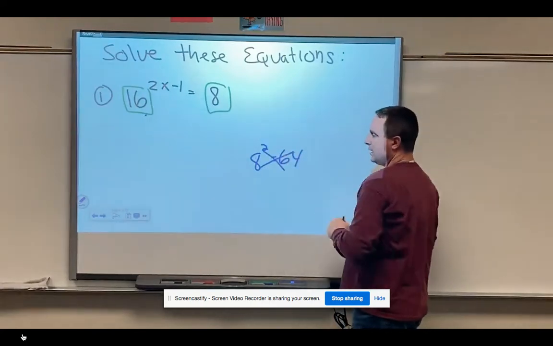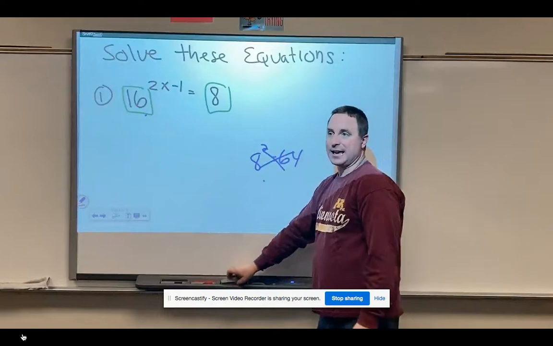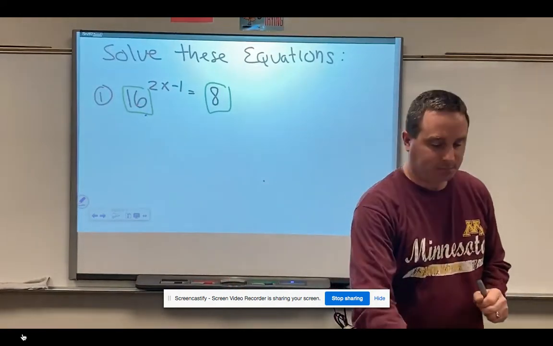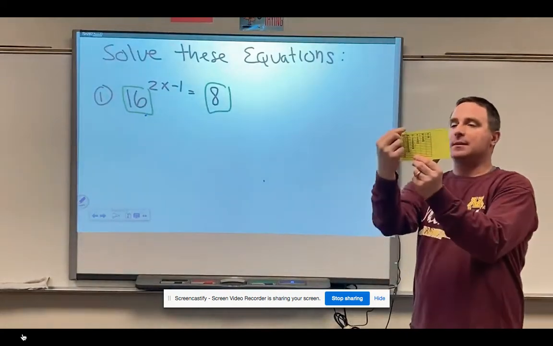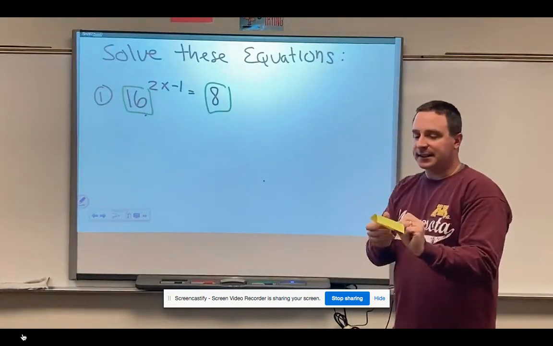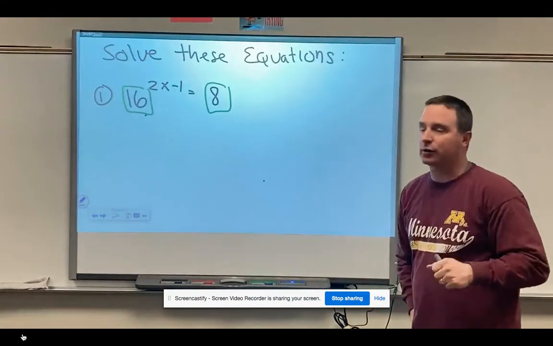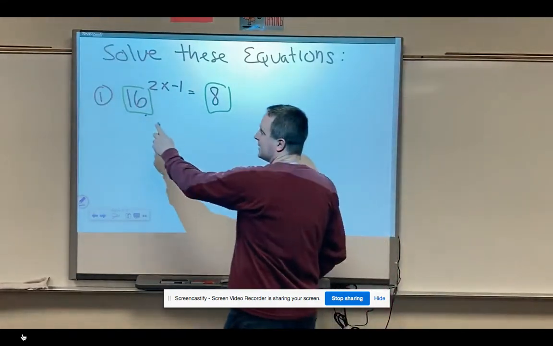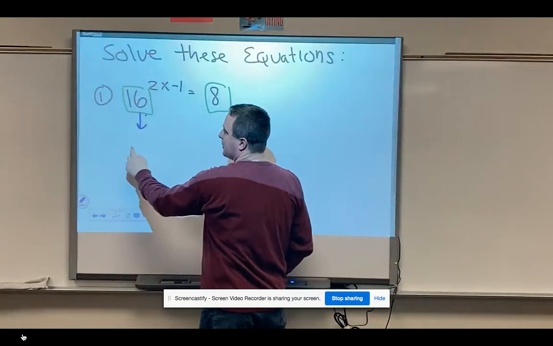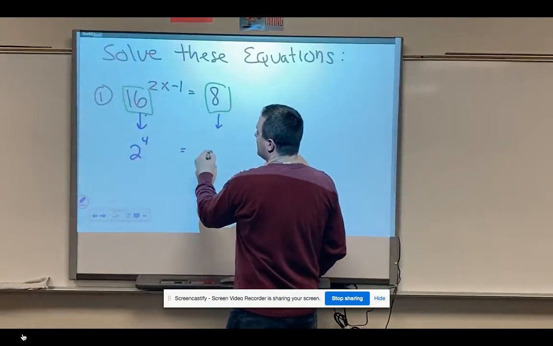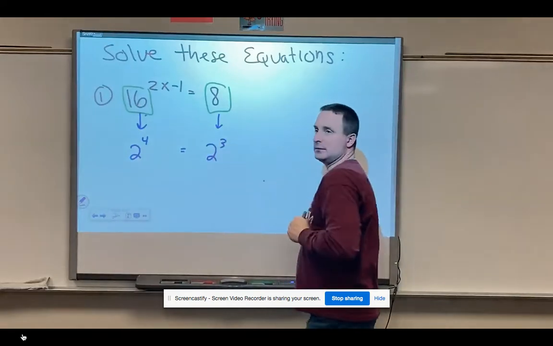Okay, that's not going to work. I can't get 16 out of that. So again, this is where my yellow sheet comes into play. Okay, I try to find a row that has both 16 and 8 in it going across. Well, I see that 2 does. 16 can be rewritten as 2 to the 4th power. 8 can be written as 2 to the 3rd power.